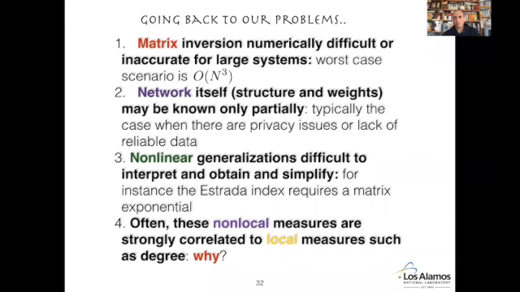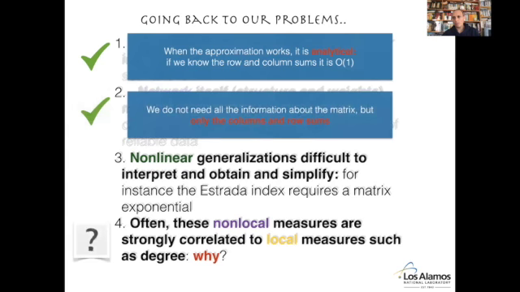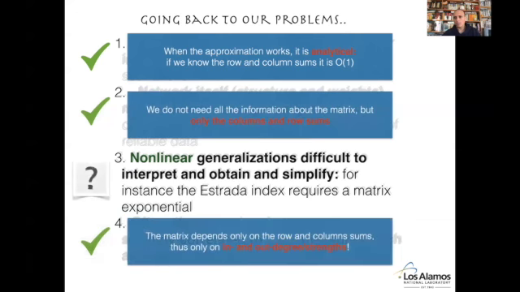Moving towards conclusions, regarding the problems we described before, the one of the numerical scaling of the matrix inversion is essentially O(1), so an incredible speed up, if you do know the row and column sums, and is N squared if you don't. In the case of the second problem, where you might not know the network entirely, all you need to know here is again only the row and column sums to calculate the formula. In terms of the non-local measures, this partially explains why it is the case for dense graphs, because the in and out degrees are essentially the row and column sums of the matrix.